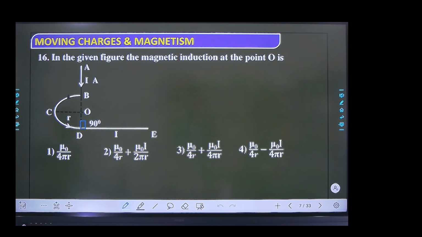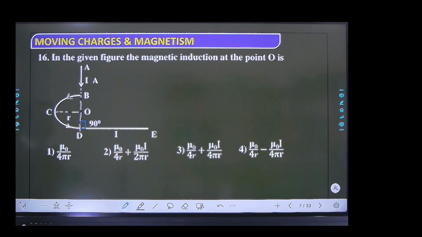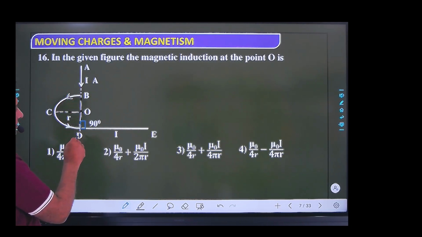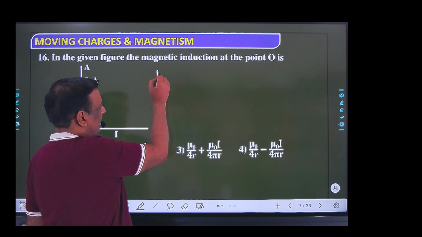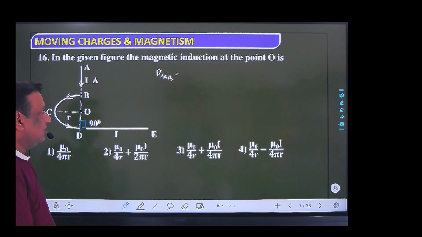In the given figure, find the magnetic induction at point O. The current is flowing like this. Magnetic field of AB at point O is zero, because point O lies along the line of the wire.